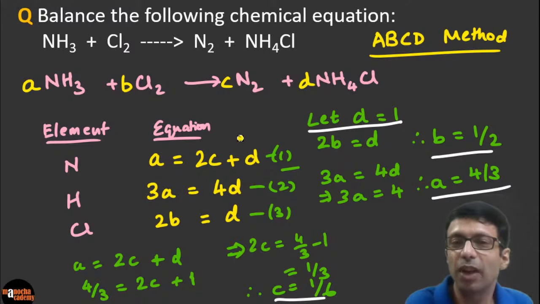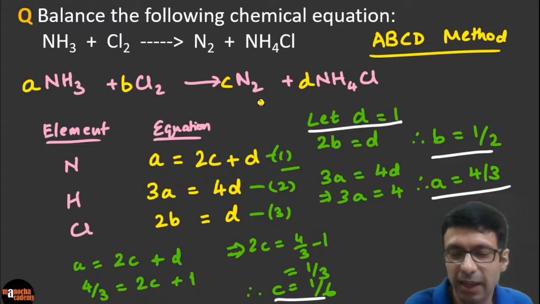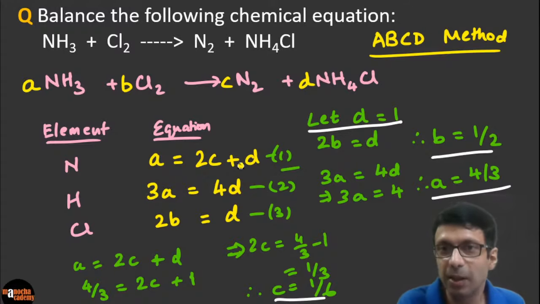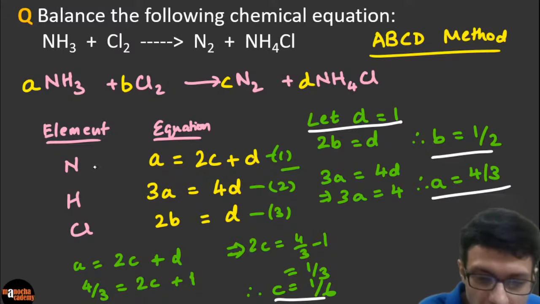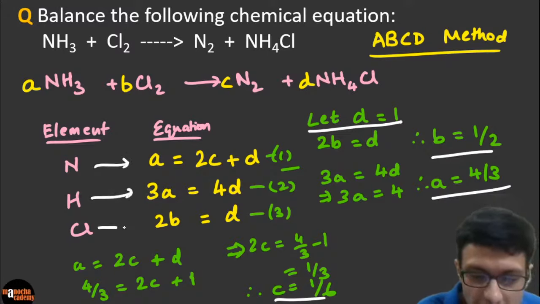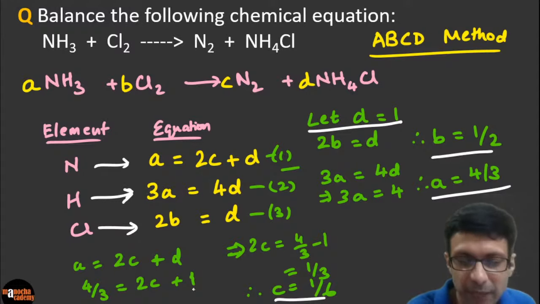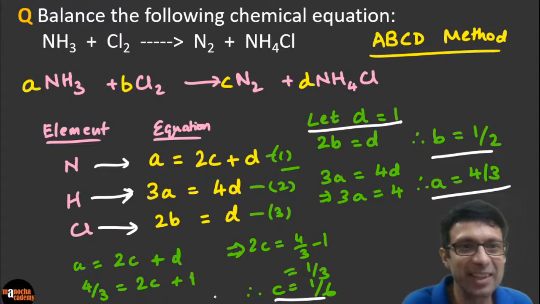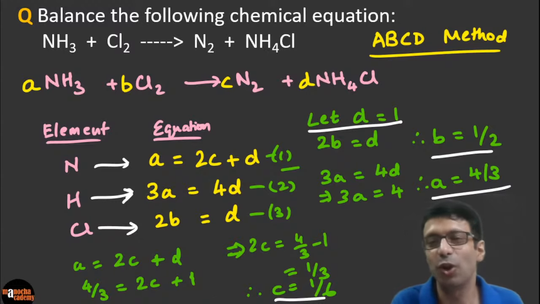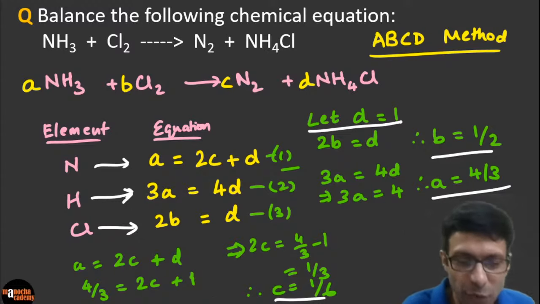How many atoms of nitrogen on the right? 2 into C plus 1 into D. Can you see on the right hand side, it's going to be 2 into C. So A equals 2C plus D. Similarly, you form the other equations. Basically, in all of these, you are counting the number of atoms for each of these elements on the left and on the right, and you're just writing it. Clear? Excellent, guys. And so then you solve this, and then you have to only substitute.